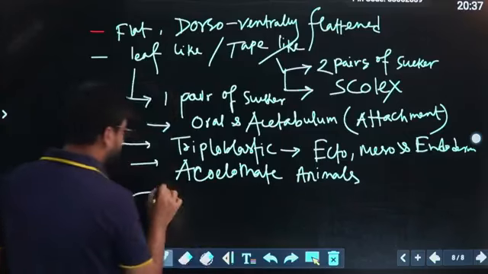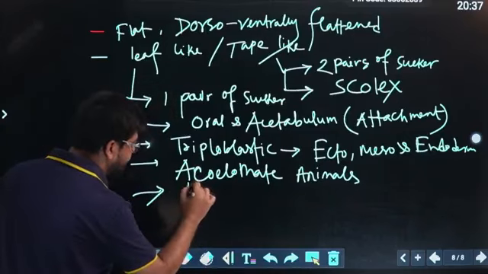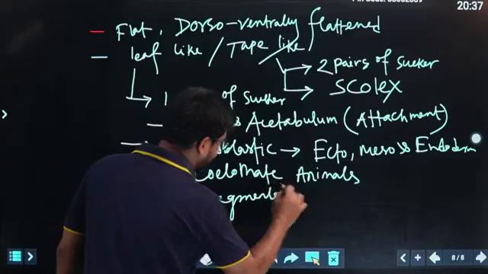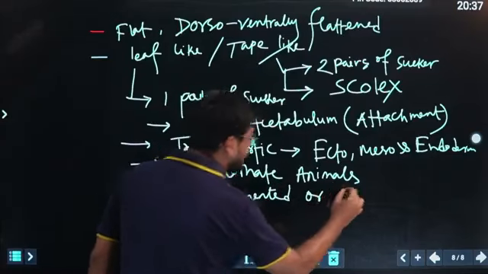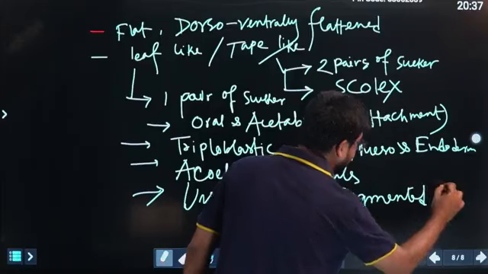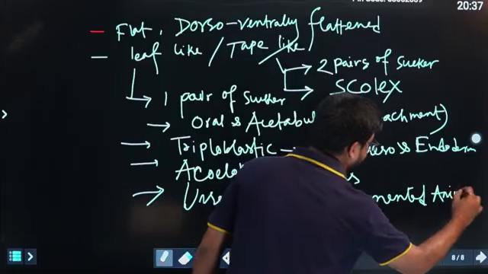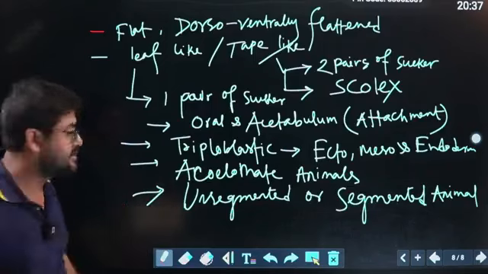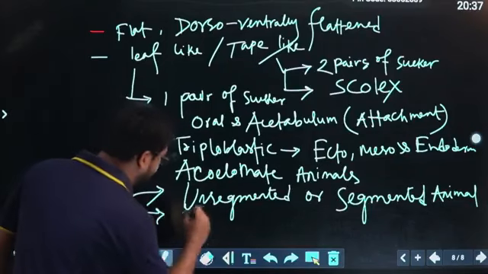So you have to know their segmentation. They are unsegmented or segmented animals. Mind it, both segmented and unsegmented animals are present here. They have an incomplete digestive system.